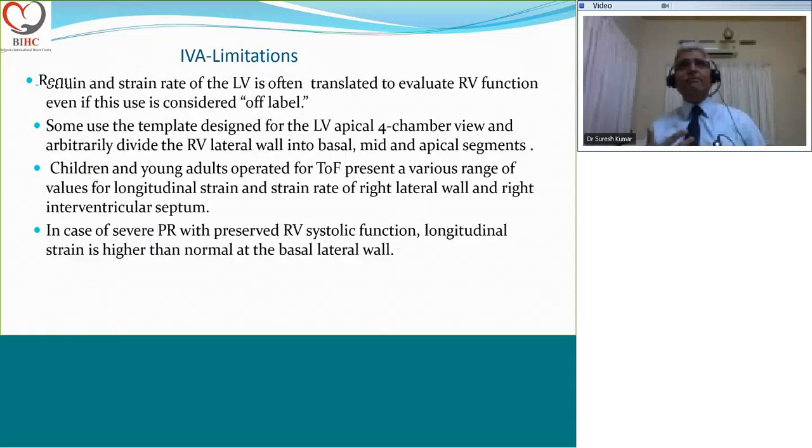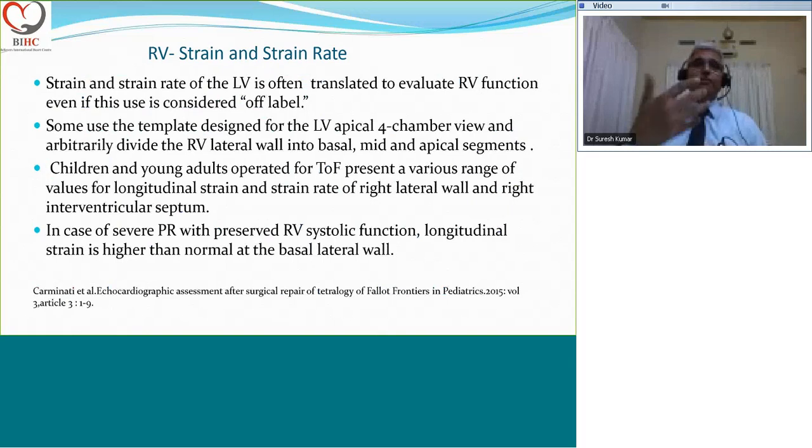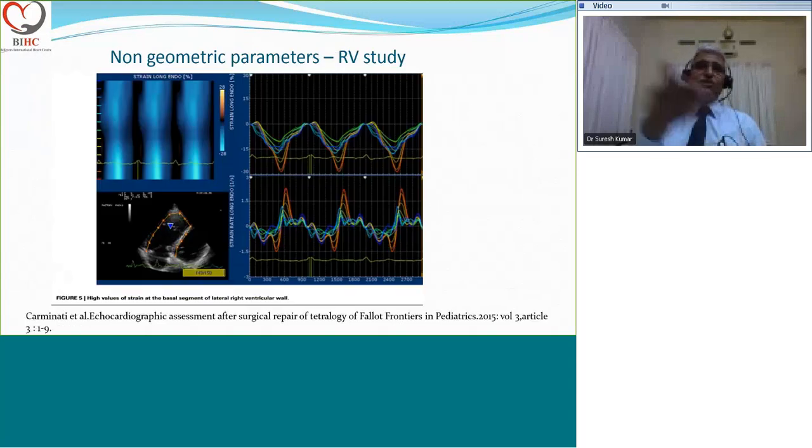Similarly, you again have commonly used adult parameters for LV function, like strain and strain rate. Your present-day equipment would allow you to calculate this. So people have just used the LV equations off-label on the RV and reported that longitudinal strain could be impaired in the presence of pulmonary regurgitation and RV dysfunction.